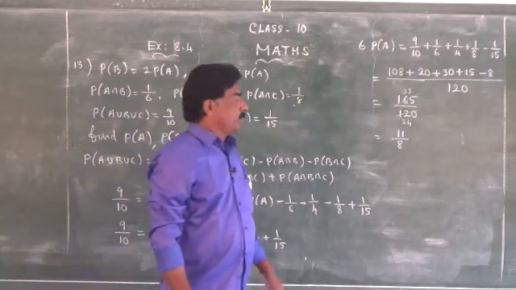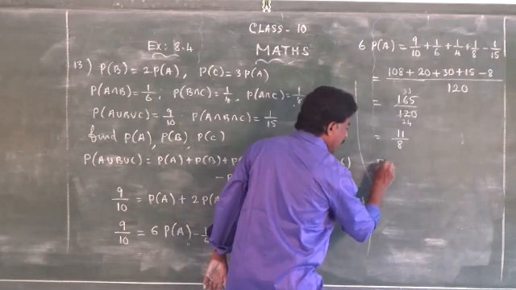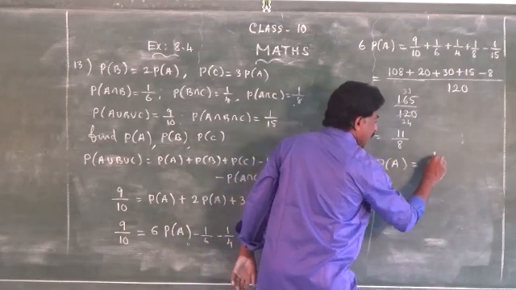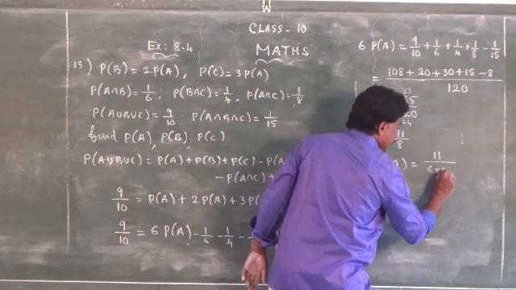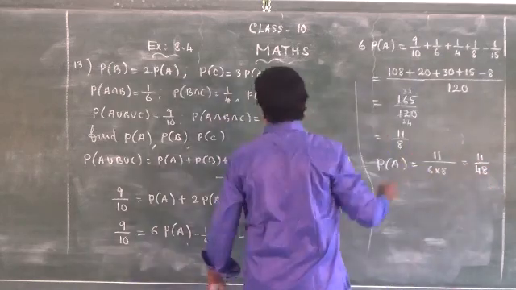So that is 6 times P of A is 11 by 8. Therefore, from here, what is P of A? P of A is 11 by 6 into 8, that is 11 by 48. So P of A is 11 by 48.